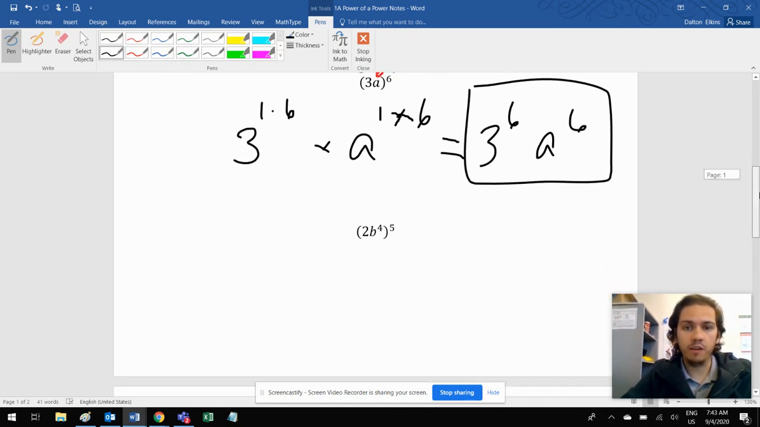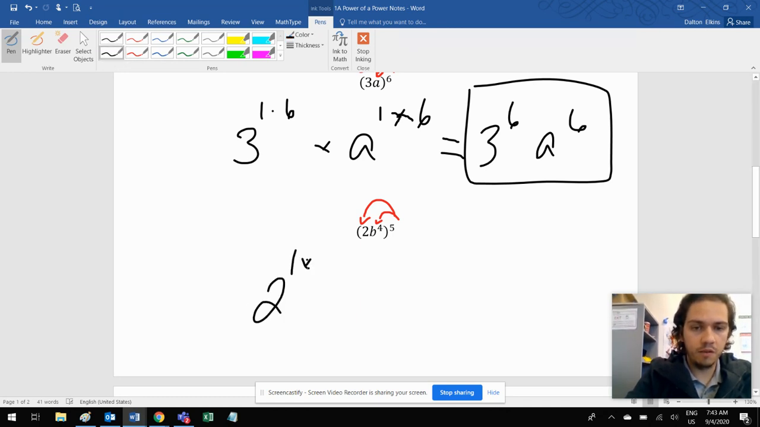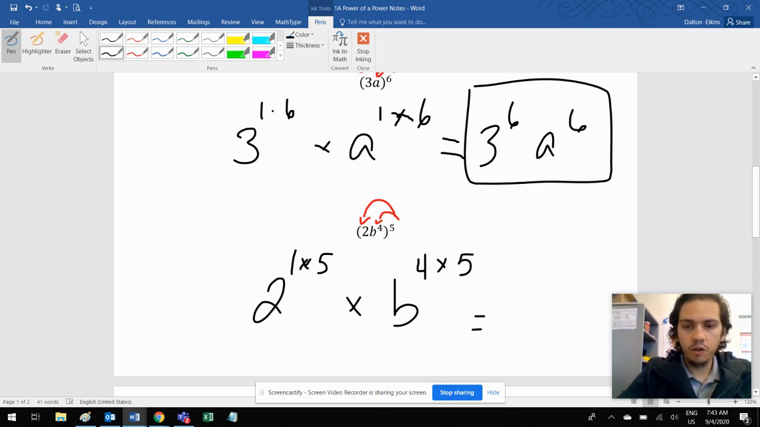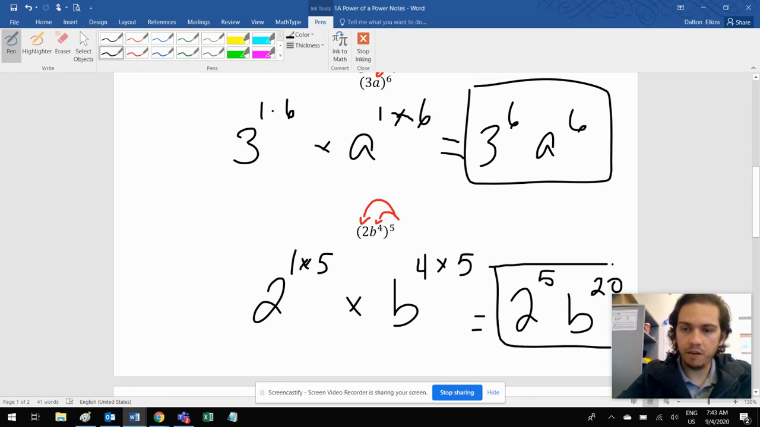And lastly, we have one final example, kind of just like this. Again, the 5 here goes to both the 2, the coefficient, and the b. So we have 2 to the power 1 times 5 times b to the power 4 times 5. 1 times 5 is 5, so it's just 2 to the power 5. And then 4 times 5 is 20, so then we have b to the power 20. And that's our answer there.